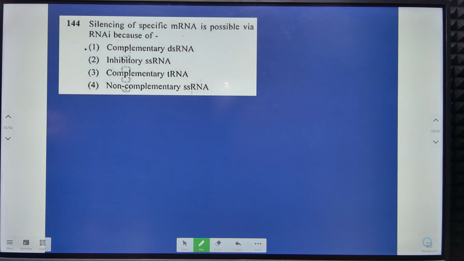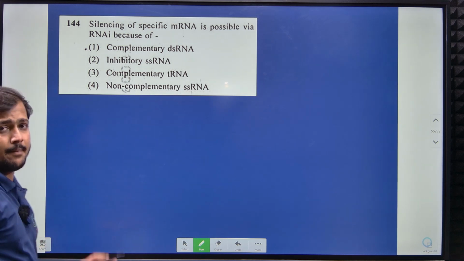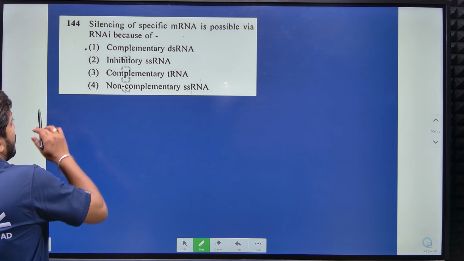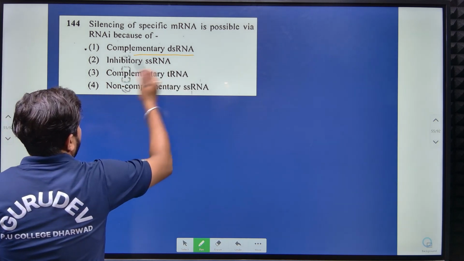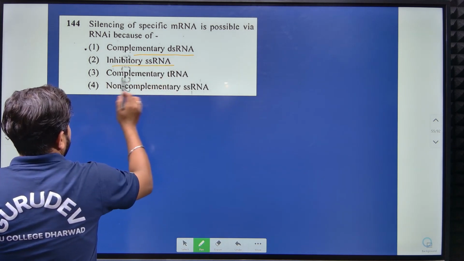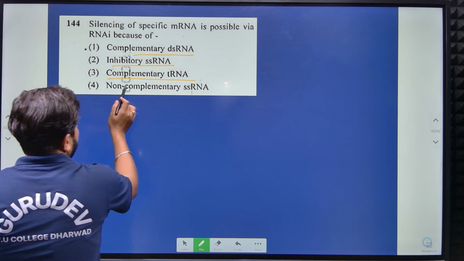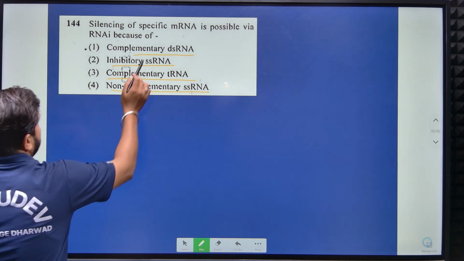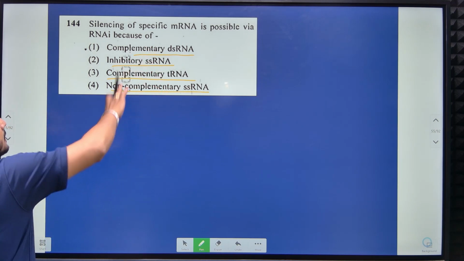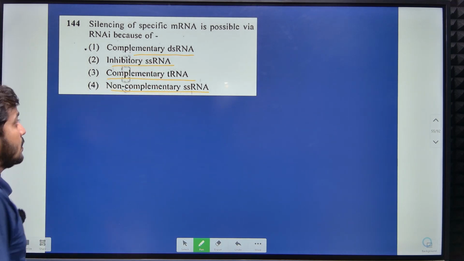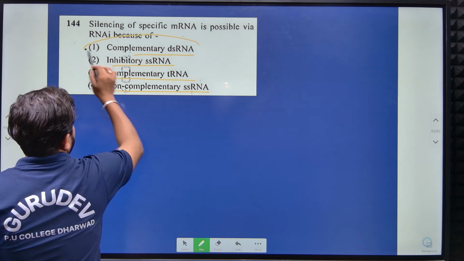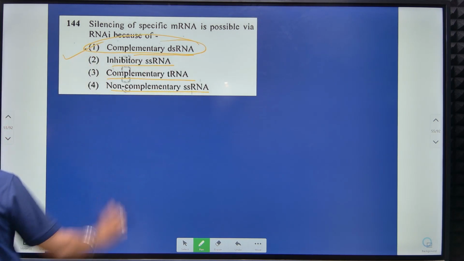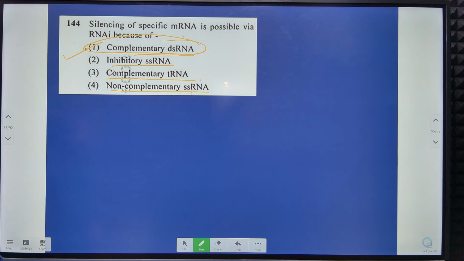Then moving on to the next, splicing of a specific mRNA is possible via RNAi because of complementary double stranded RNA, inhibitory ssRNA, complementary tRNA, non-complementary ssRNA. So according to that, in a specific mRNA, the gene silencing can be carried out by means of the complementary double stranded RNA molecule, right? So that is option 1, correct, right?